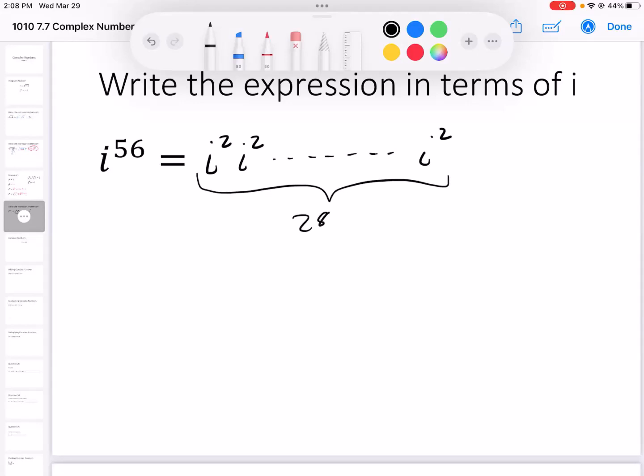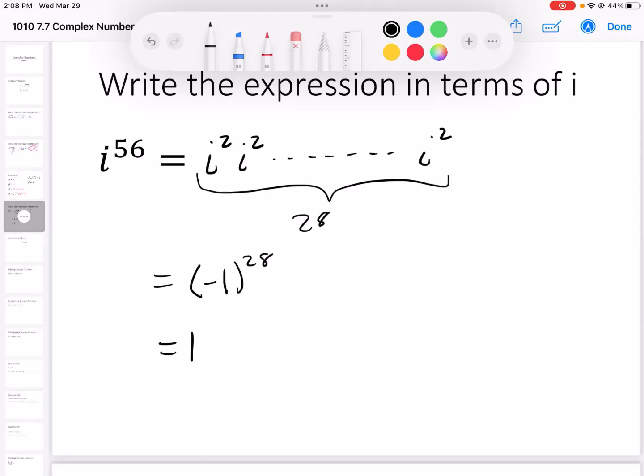And remember that i squared equals negative 1. And so this is going to equal negative 1 to the 28th power. Well, if you do negative 1 times itself 28 times, what does that equal? 1. And it's going to be a positive 1 because every pair of negative 1s that you multiply will equal positive 1. And so since this is an even number, that means that it will simplify out to be 1. So i to the 56th power ends up equaling 1.